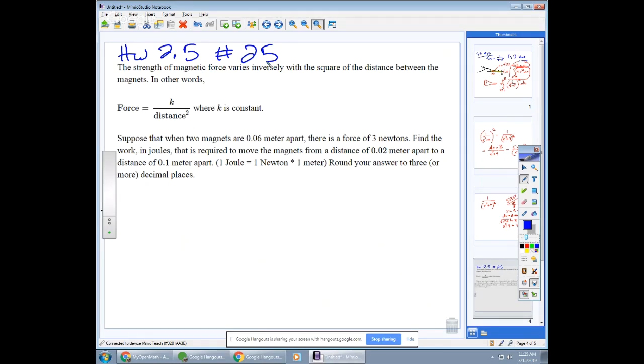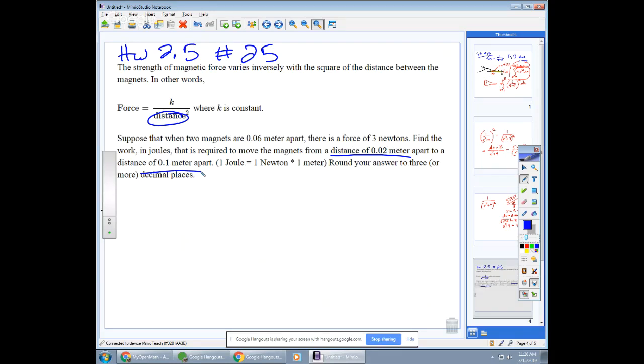So, a couple things to think about. Let's see what they've got. If the force is variable, you have to use calculus. You can't just say it's work equals force times distance. Is this a variable force? Yes, because it says the force depends on the distance, and over here it says the distance is going to change. So I have to use calculus to do this.